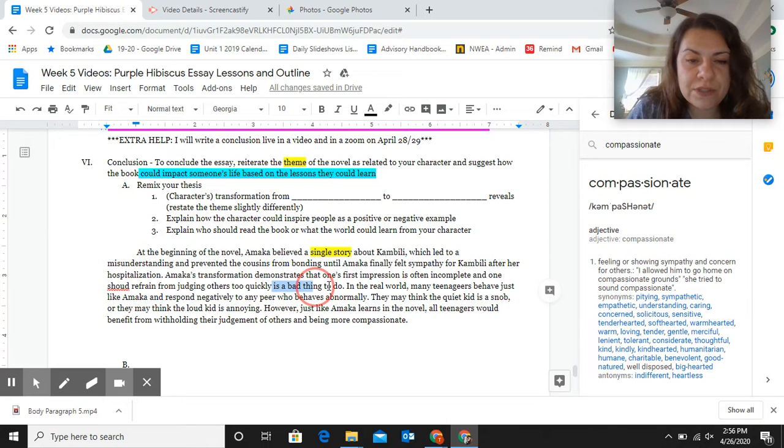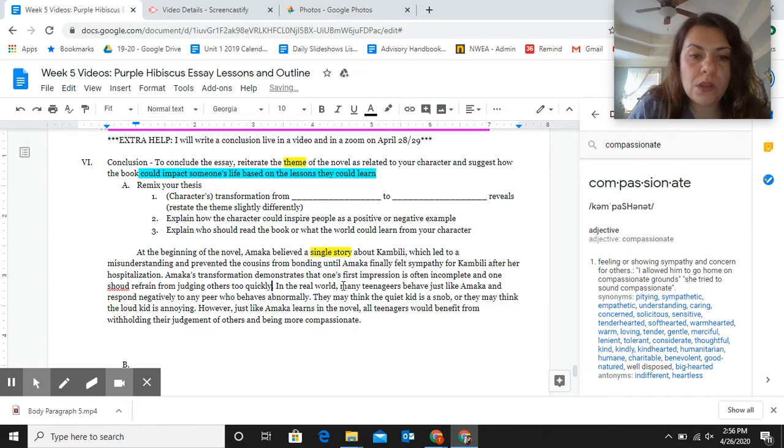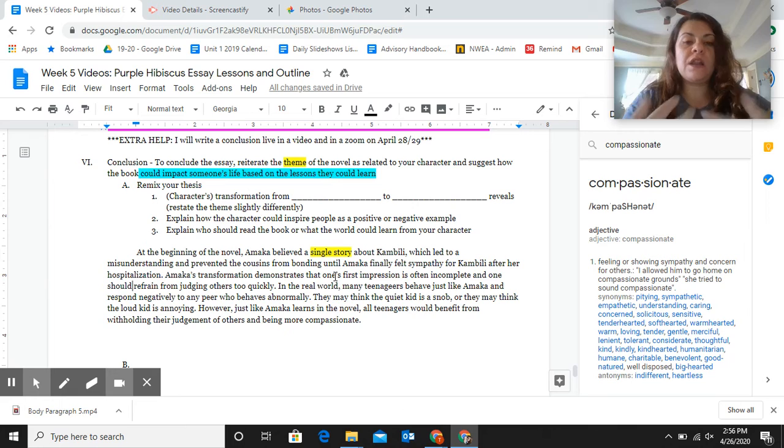Now, you might wonder why I'm using the phrase "one." In writing, specifically college level writing, you want to avoid speaking directly to your reader and saying "you this, you that," because it makes the reader feel like you're judging me. So the word "one" is a way of saying a single person without saying "you," or just "a person." I could say Amaka's transformation demonstrates that a person's first impression is often incomplete and that person should refrain, but "one" is just a simplified way of doing that.